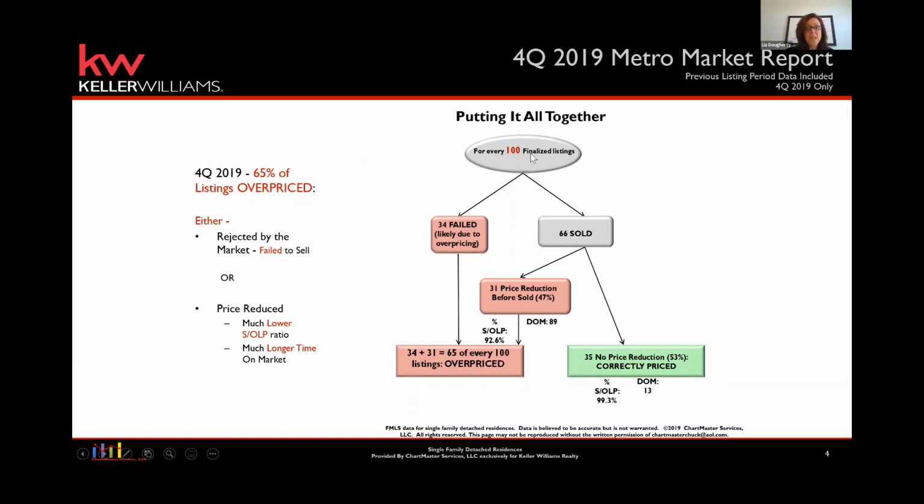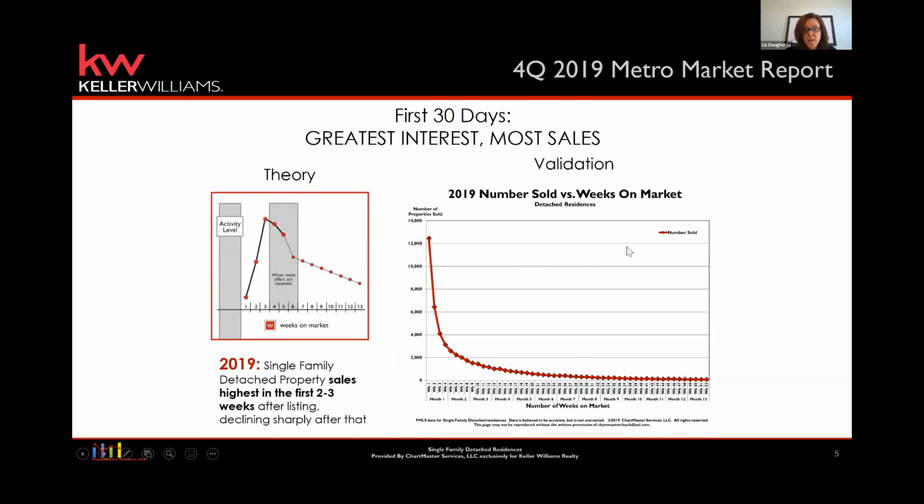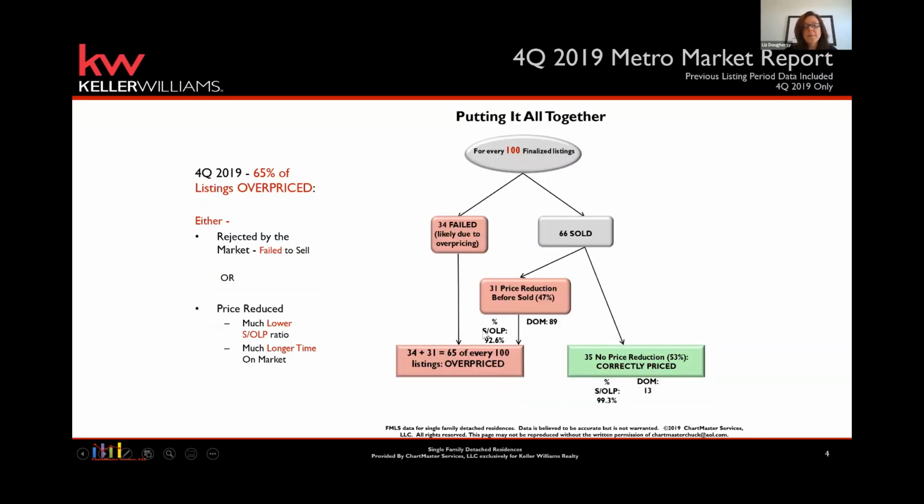finalized listings, meaning, help me with that. Finalized is no longer changing statuses. Yeah, it won't change. Right. So out of every 100, 66 sold, 34 did not. Sorry, let me go back. 100, okay, so 66 sold, 34 failed due to most likely overpricing.